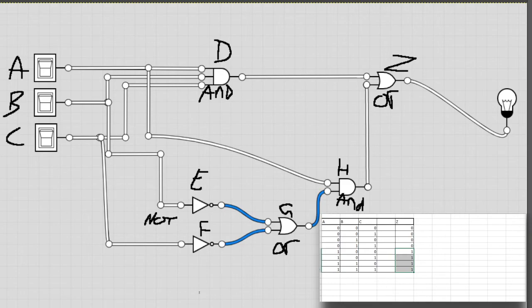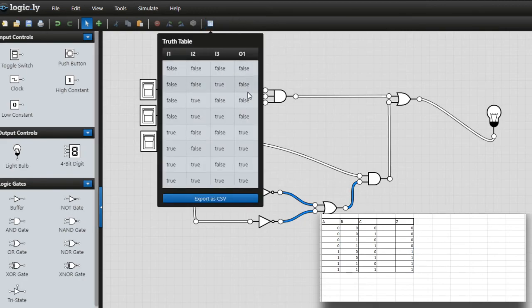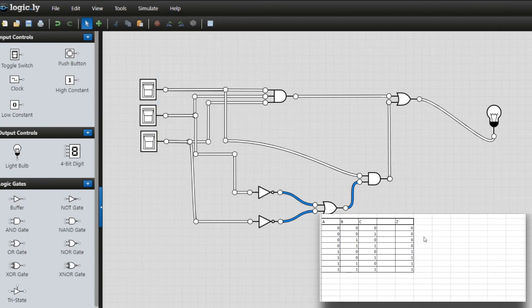Let's create this in Logically and see if our truth table matches up. Here is the same circuit created in Logically. If we take a look at the truth table for this, we will see false, false, false, false, true, true, true, true, which matches our 0, 0, 0, 0, 1, 1, 1, 1 that we expected. This means the truth table we have created for this circuit is an accurate reflection.